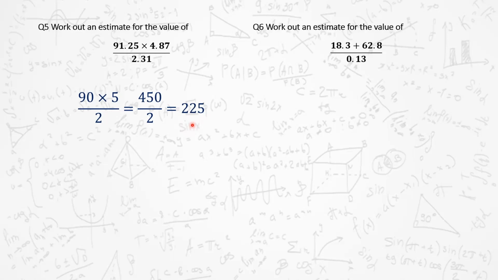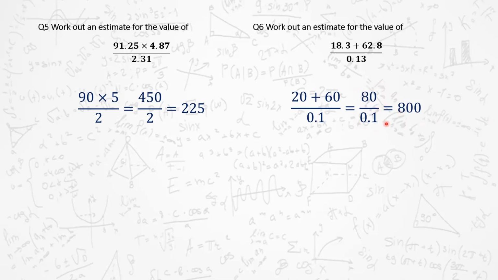Question 6. Work out an estimate for the value of 18.3 plus 62.8 over 0.13. Straightforward, 18.3 could be rounded up to 20, 62.8 round down to 60, then 0.13 round down to 0.1. So I have 80 over 0.1, which equals 800.